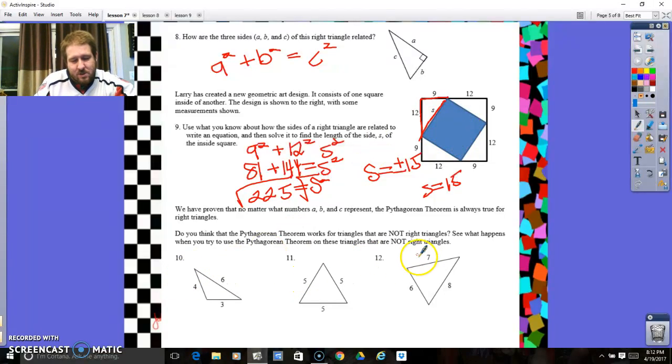Now, questions 10, 11, and 12. I told you before that the Pythagorean theorem doesn't always work, and we're going to prove that it doesn't work on these. I know this is the hypotenuse because it's the longest side. Well, I'm going to call it the hypotenuse at least.